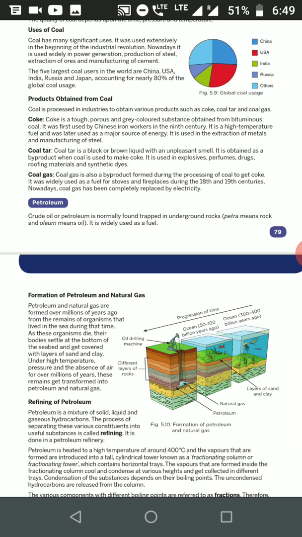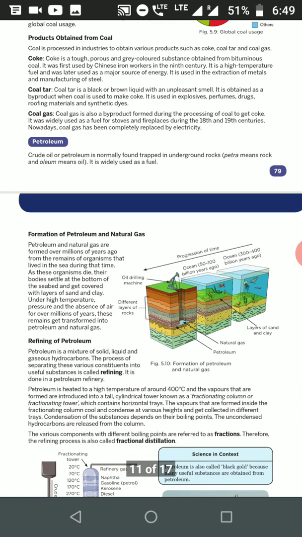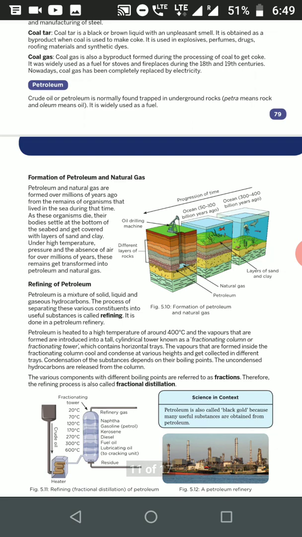Petroleum is a mixture of solid, liquid and gas hydrocarbons. The process of separation of various constituents into substances is called refining. It is done in the petroleum refinery. In this, first the crude oil is heated at a high temperature, around 400 degrees centigrade. The crude oil is taken in a heater and it is heated. From the heater, it is passed into a fractionating column that contains horizontal trays.